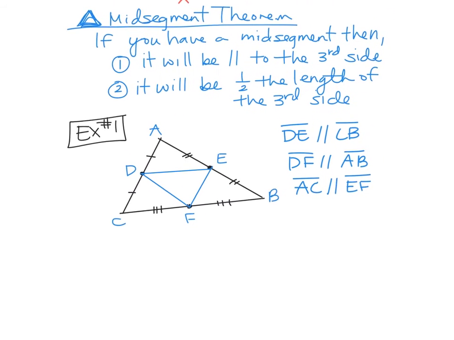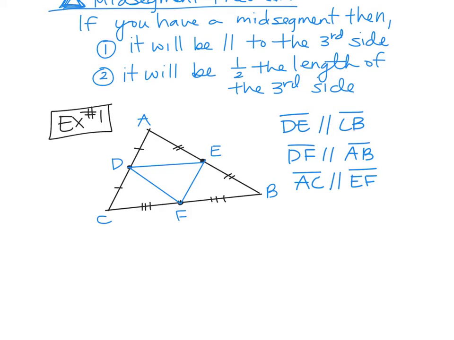What if we're going to take that same picture and I'm going to tell you some lengths on it. Okay, so we're going to take AC right here and we're going to say AC has a length of 60 and we're going to say DF has a length of 40. Okay, so that's this length. And we're going to say that CB has a length of 100.